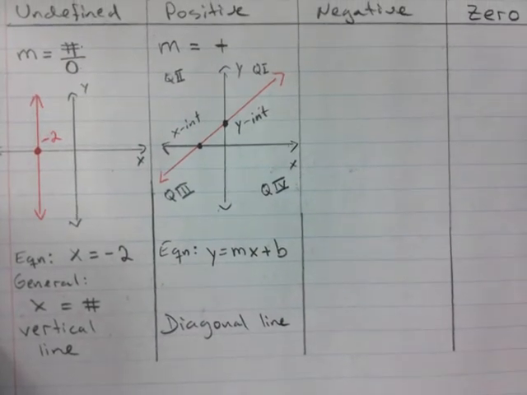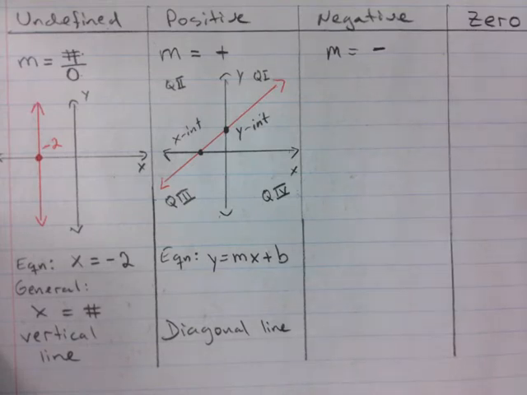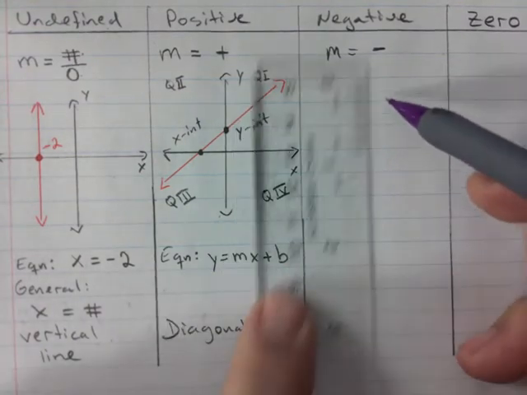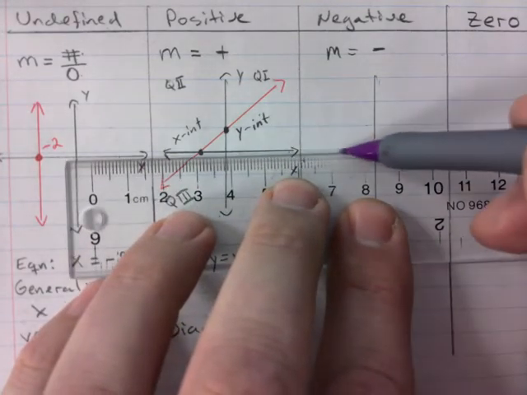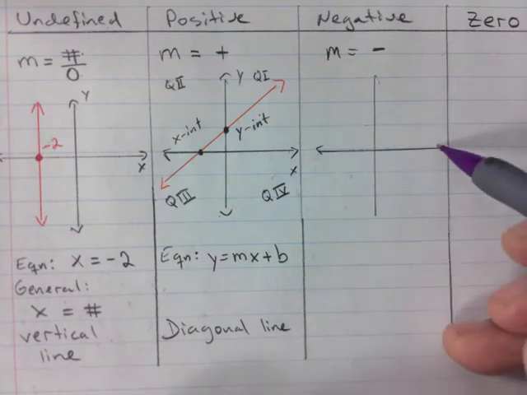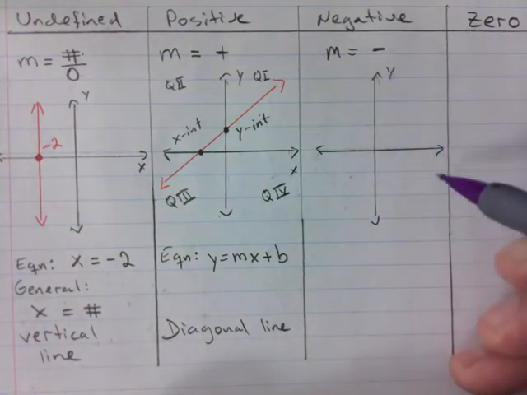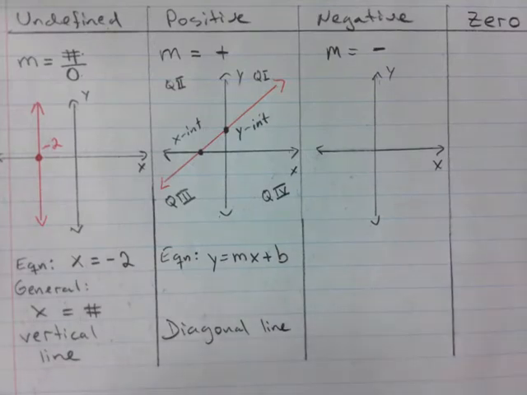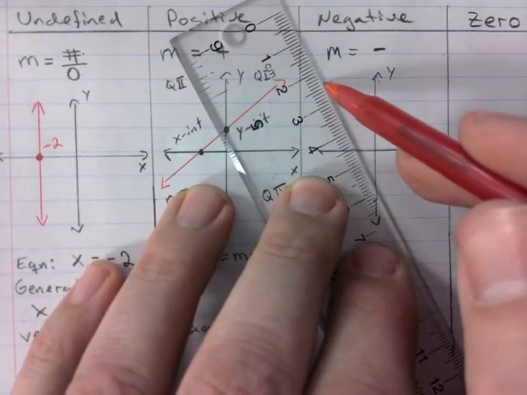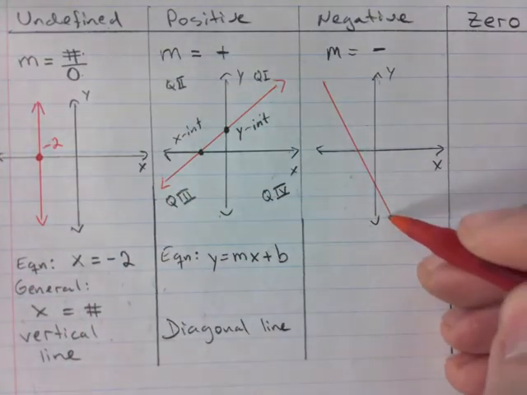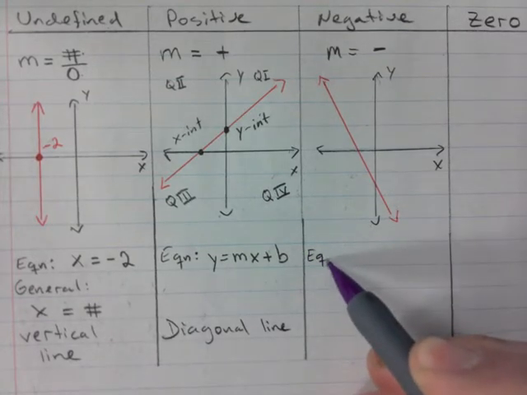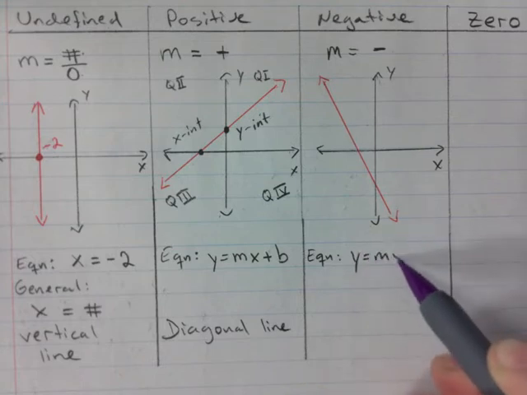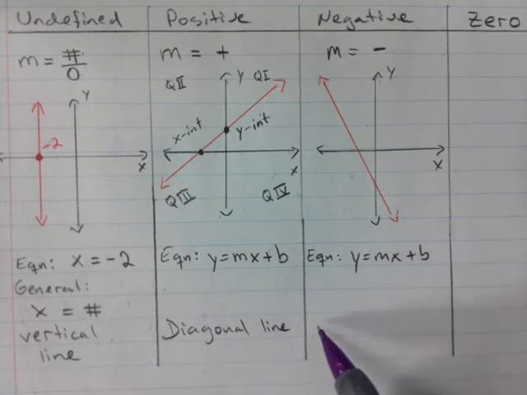Okay. And then we have our negative slope, right? And we'll make another quick grid here. You can use a ruler or just do it by hand, that's fine. So this one in particular is going to go down from left to right. Equation is the same. Y is equal to mx plus b. It's still a diagonal line.